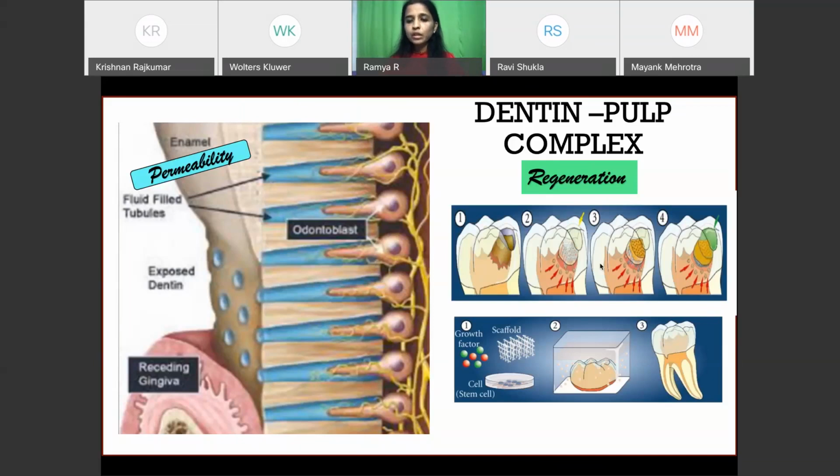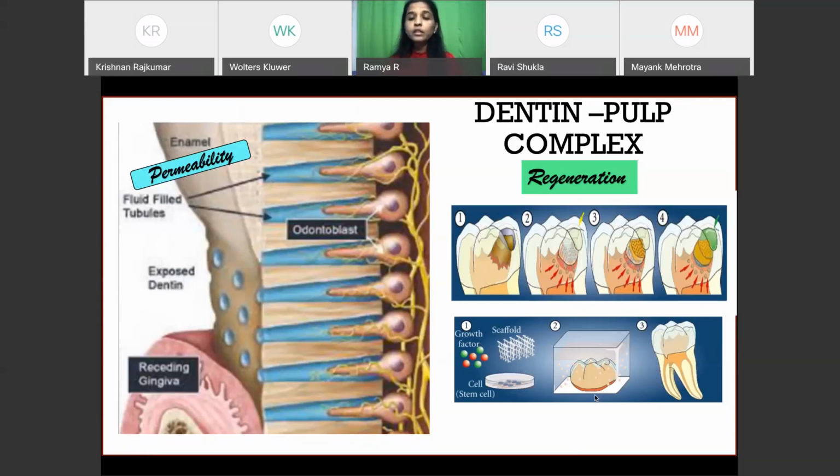And then coming down to the third picture over here, you can see some scaffold, growth factors, and stem cells. So this is for regenerative endodontics. What does regenerative endodontics talk about? What is it exactly? Nowadays, there is a shift from normal routine endodontics, which was just cleaning up the canals and filling them with an inert material.